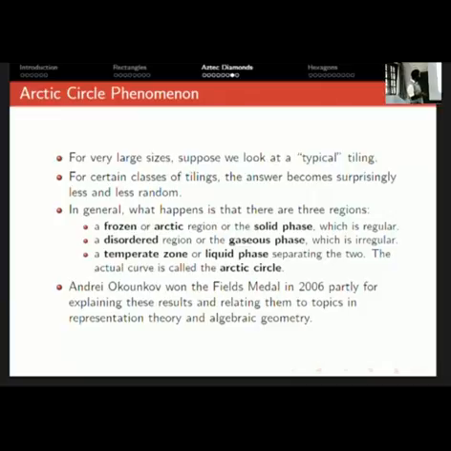As I said, these things are of current interest. For example, just to illustrate that to you, Andrei Okounkov won the Fields Medal in 2006 for studying things related to this, actually more related to the hexagons, which I'm going to come to. Okay?